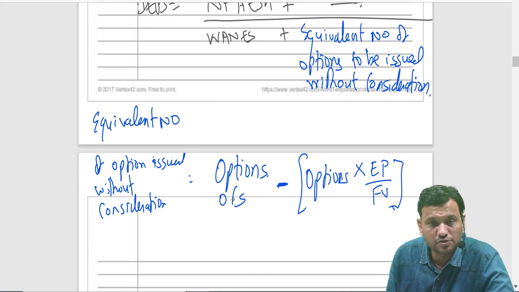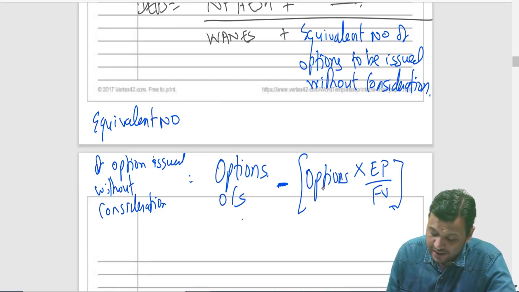And this is a total option. So this is total options outstanding. From that, equivalent number of options to be issued at fair value, or how many options I have to issue if I am getting proceeds at fair value, that I will deduct. So I will be getting options without consideration.